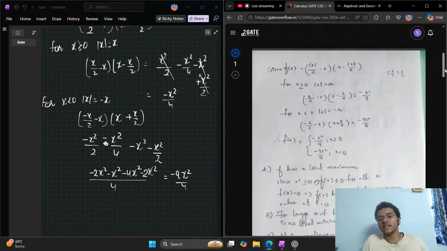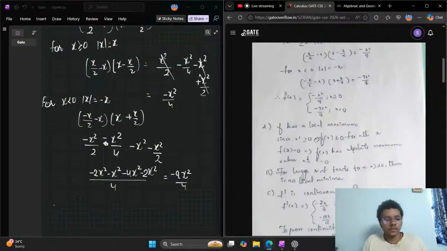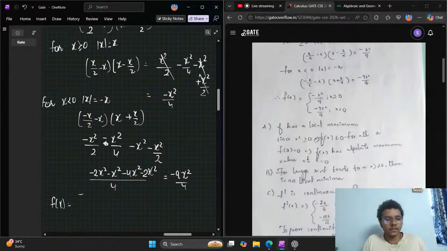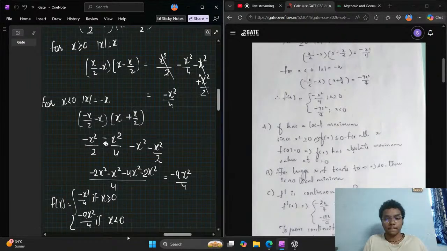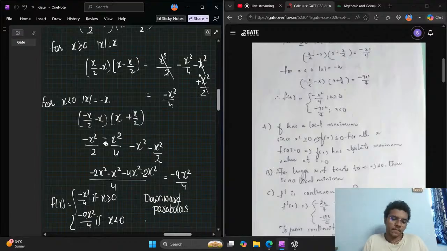Okay, that makes sense. So f of x is equal to minus x square by 4 if x is greater than or equal to 0, minus 9x square by 4 if x is less than 0. So downward parabolas. One way to see them.